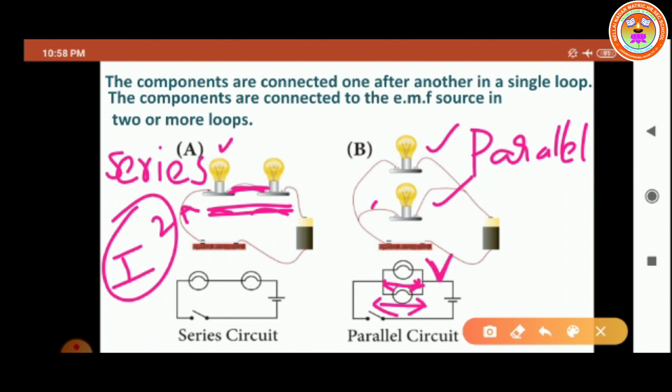So what is the main difference between the series combination and the parallel combination? In the series combination, current is the same, and in the parallel combination, the potential difference is the same. This is the main difference. The components connected one after another in a single loop is called a series circuit. The components connected to the EMF source in two or more loops is called a parallel combination. In the series circuit, current is the same. In the parallel combination, the potential difference is the same. Do you understand, children?